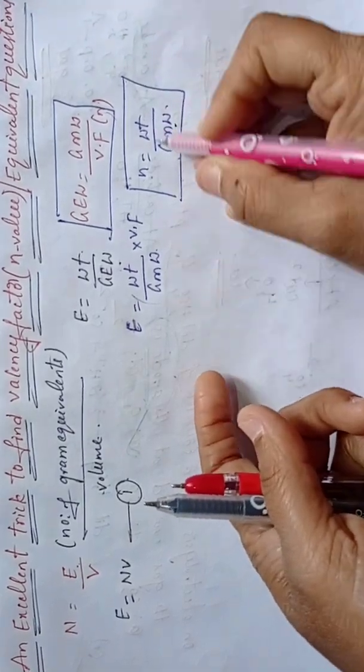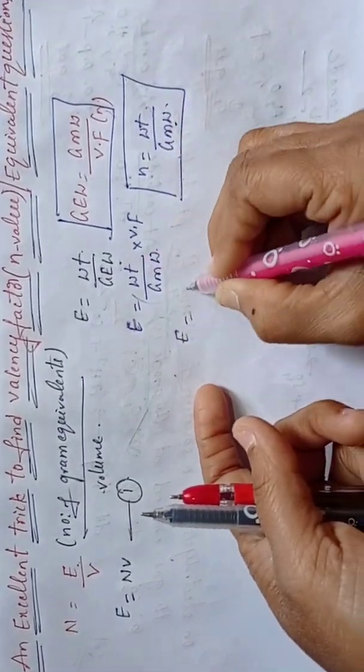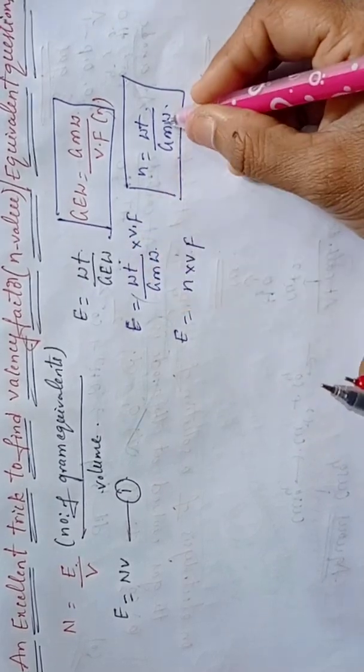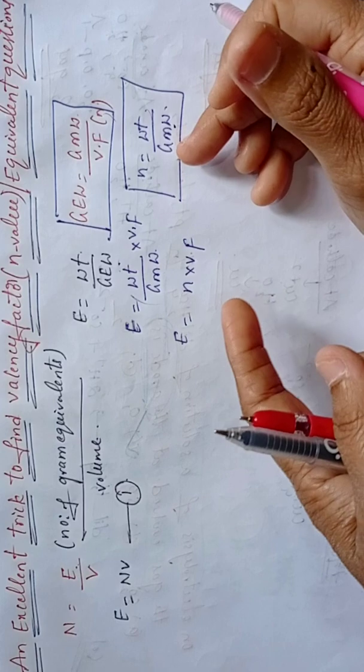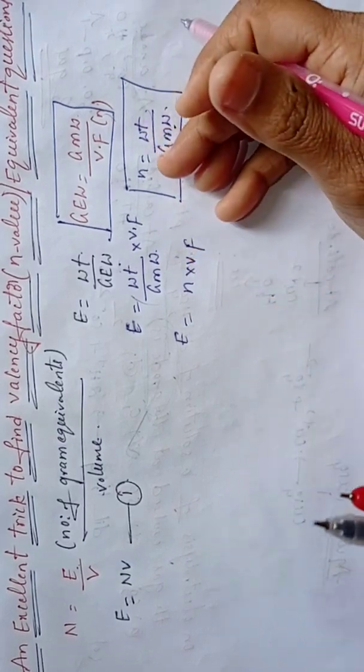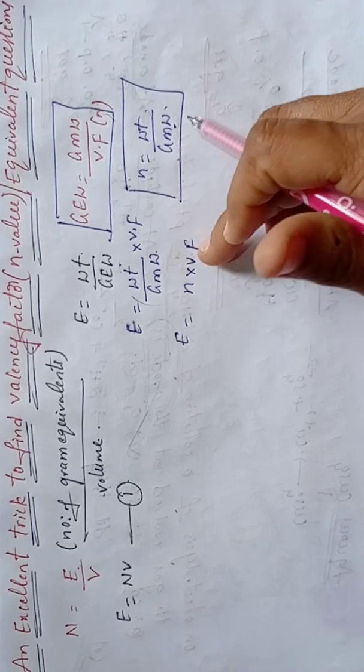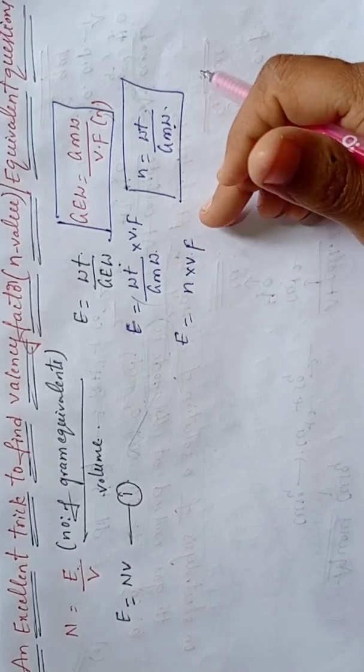So this formula here I am writing. E is equal to, what we can write, n into valency factor. In this place I am taking the n value. So n into valency factor, students. Clear? So E is equal to n into valency factor. I am taking it like this.